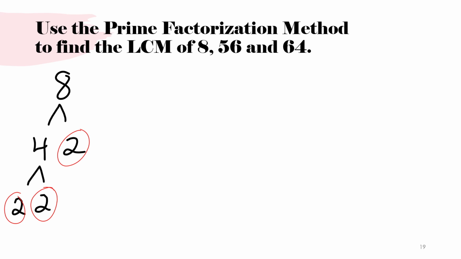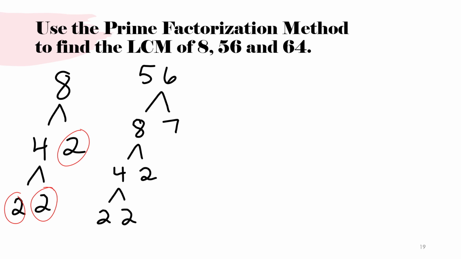Now we do the same for 56. 56 can be split up into 8 times 7. 8 gets split up into 4 times 2. 4 gets split up further into 2 times 2. So now we have a product of primes, 2 times 2 times 2 times 7.